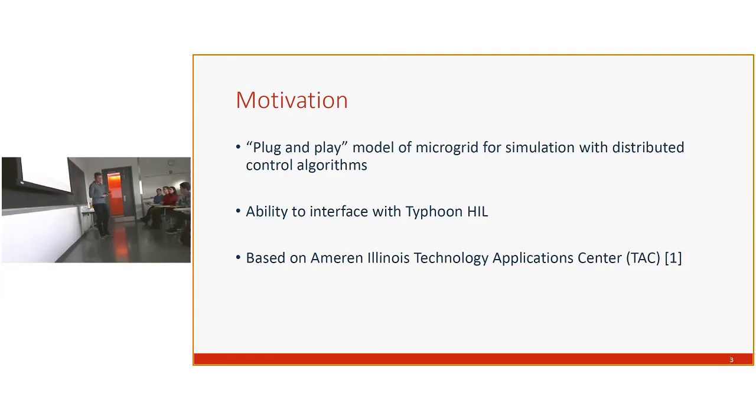Specifically, the application project I mentioned earlier, the grid model has to be able to interface with the Typhoon Hill, which if you haven't seen it is in the lab right down the hall. So it needs to be able to interface between different hardwares during a simulation. And we would like it to be based on the Ameren, Illinois Technology Application Center, or TAC microgrid that's local here in Champaign.